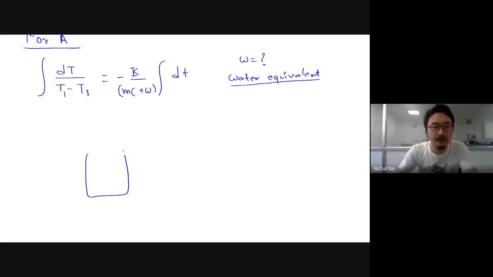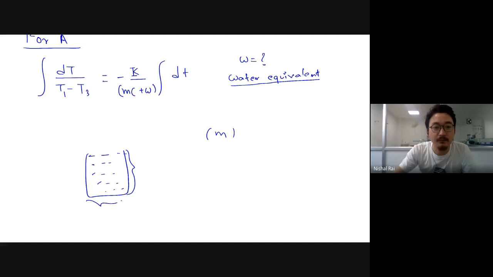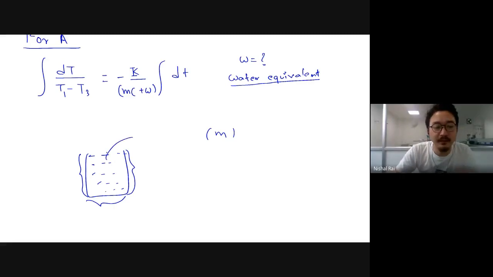This was a calorimeter. Inside you have water. What was the mass of the water? Mass of the water was M. Clear? But apart from that, do you have something outside which is holding this water? I'm asking everyone. But the specific heat of water will be different from the material which the calorimeter is made out of. Is that point clear?